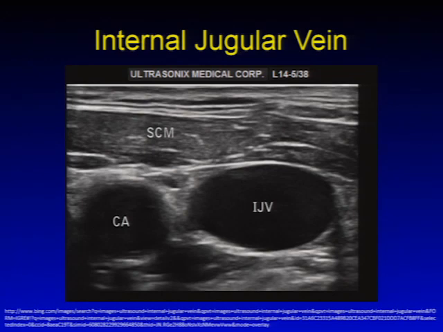Next, we will review the ultrasound anatomy of the internal jugular vein at the level of the neck. The internal jugular vein is deep to the sternocleidomastoid muscle and lateral to the carotid artery. When visualized on ultrasound, it is compressible and usually non-pulsatile. You can appreciate its proximity to the carotid artery, and care must be given when cannulating even under ultrasound guidance.